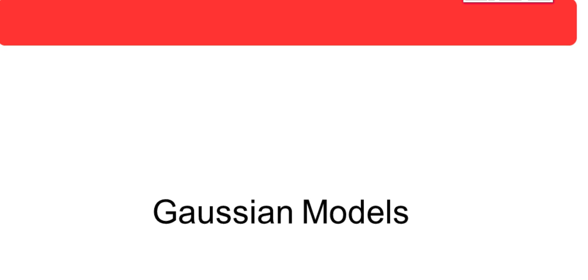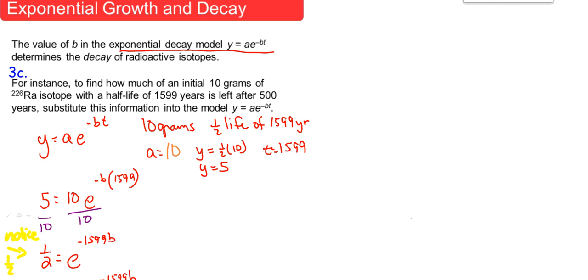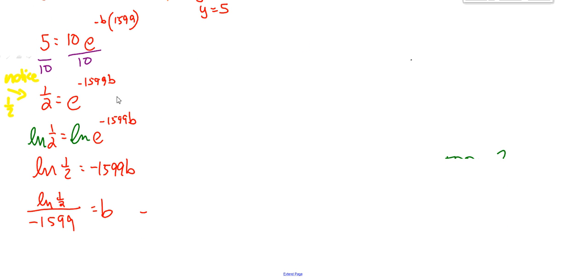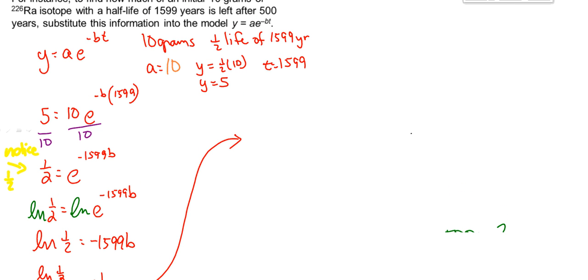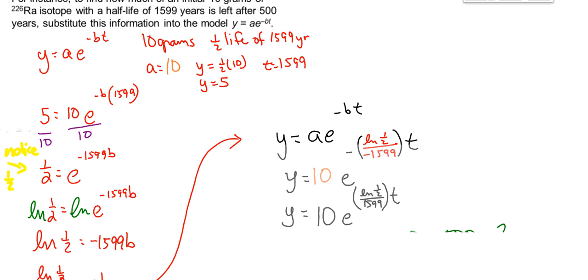And then putting that in, taking the ln of each side, we get that B is the ln of 1/2 over negative 1599. The reason I said that negative with the emphasis is because it's a negative in the formula and a negative in B. So when we do that, we get two negatives there. So then I rewrote it with a positive.